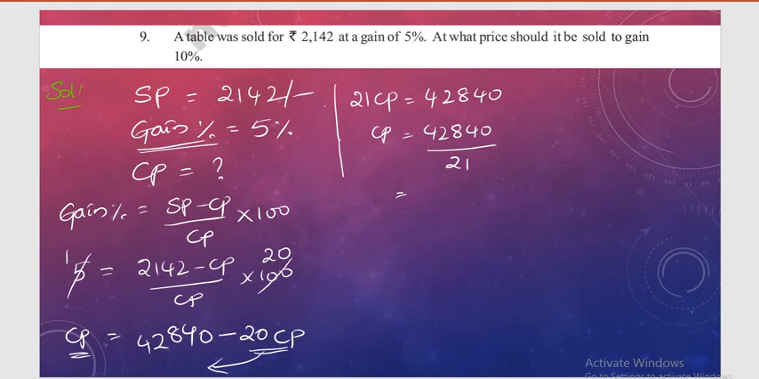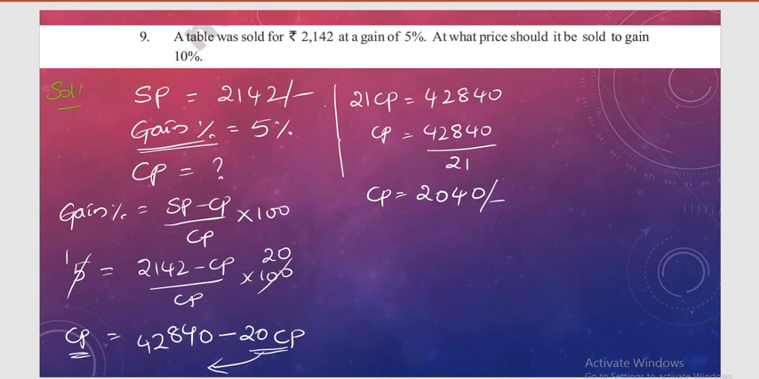From this, CP is equal to 42840 divided by 21. If I divide it, 21 twos are 42, followed by 1 zero, and then 21 fours. So the CP is nothing but 2040. The cost price of this particular table is 2040 rupees.